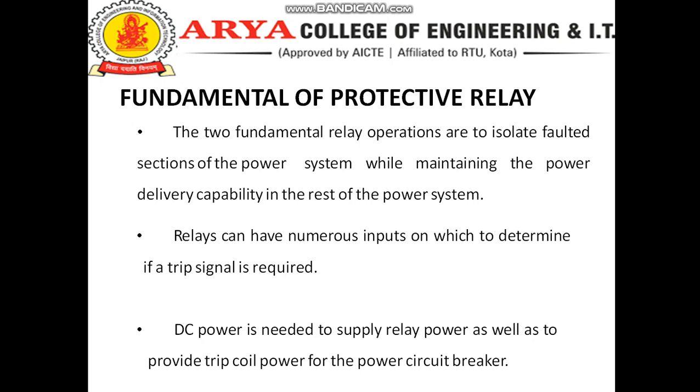Fundamental of protective relay. The two fundamental relay operations are to isolate the faulted section of the power system while maintaining the power delivery capability in the rest of the power system. Relays can have numerous inputs on which to determine if a trip signal is required. DC power is needed to supply relay power as well as to provide trip coil power for the power circuit breaker.